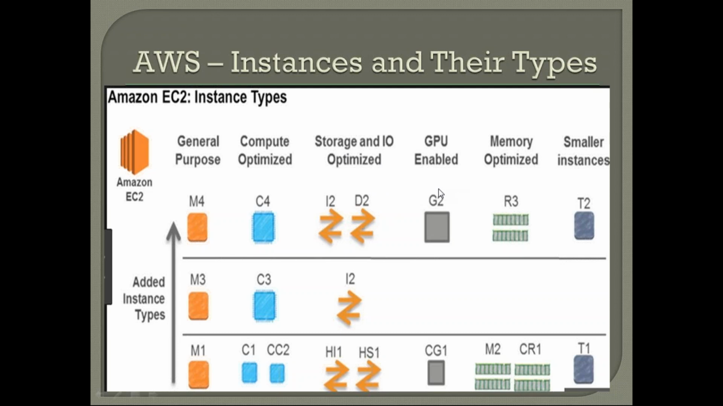GPU instances are kept as G, for graphics. And for memory optimized, R3, M2 and these are used. A RAM is there, and the smaller instances are T instances.